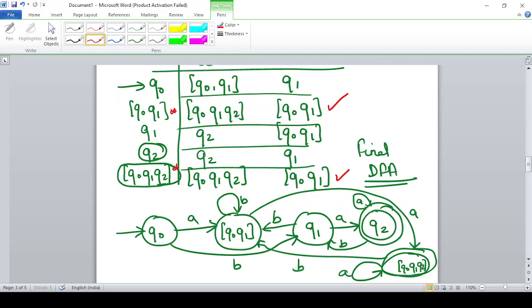We cannot remove here because this is a non-final state, this is a final state. If these both would have been non-final states or these both would have been final states, then we could have removed either of them. I will take another question on this particular heading in the next turn. Till that time you can revise this conversion of NFA into DFA.